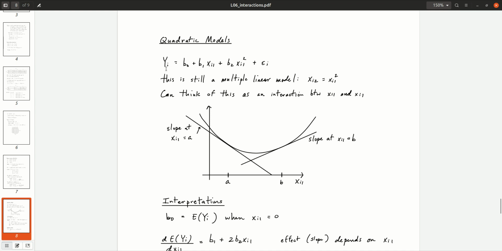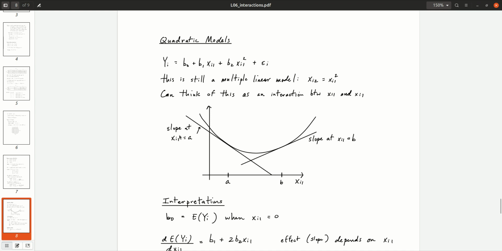Now this, at first glance, does not look like a multiple linear model because this term has a square in it. But if we just define xi2 to be the second covariate and equal to xi1 squared, then it's just b2 xi2, and that looks like any other multiple linear model with two variables. The reason I say we can think of this as an interaction model is based on our definition of interaction, meaning that the effect of one variable depends on the other. We can think of this as an interaction between xi1 and itself.